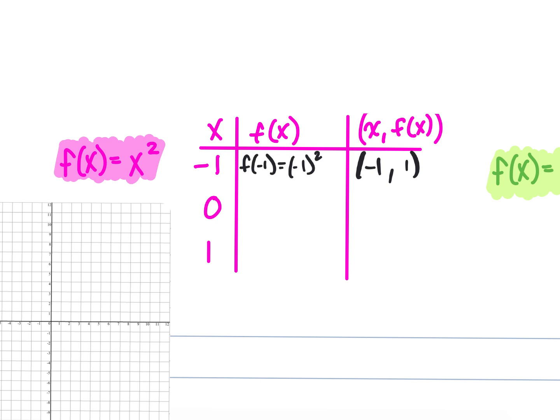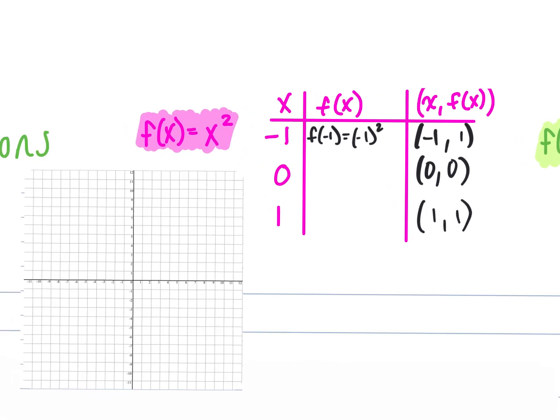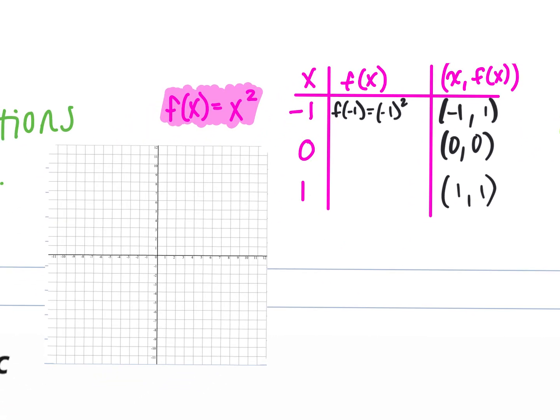Excellent. When I plug in 0, what do I get, Miss Alonzo? 0. Very good. When I plug in 1, what do I get, Segi? 1. So your first graph, I'll do mine in red to represent the pink one. It was (-1, 1), (0, 0), (1, 1). Your parabola should have looked like this.